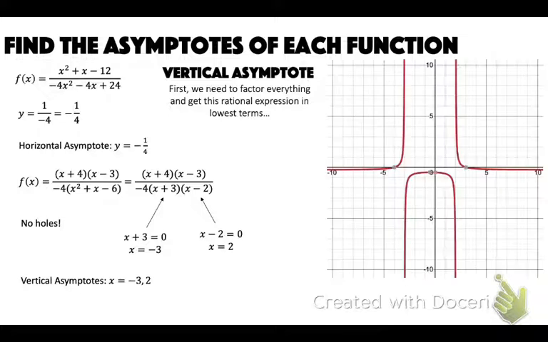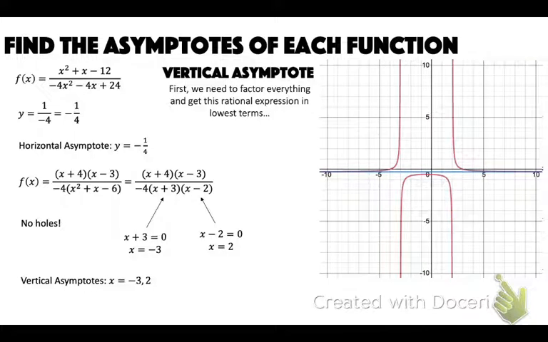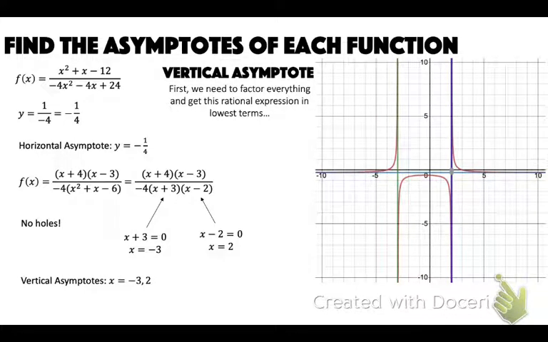So if we graph this, there's our graph. We have a horizontal asymptote at -1/4, so right there. Vertical asymptotes at -3 and +2.